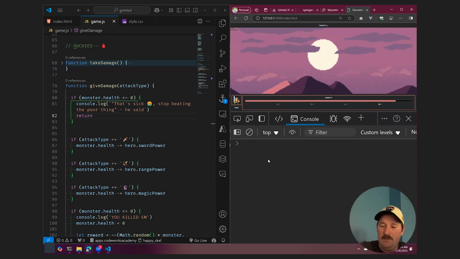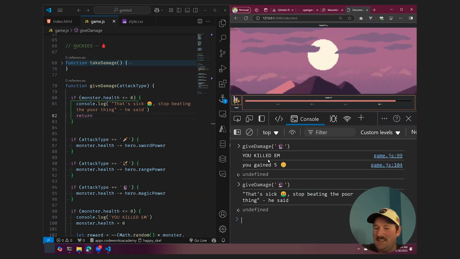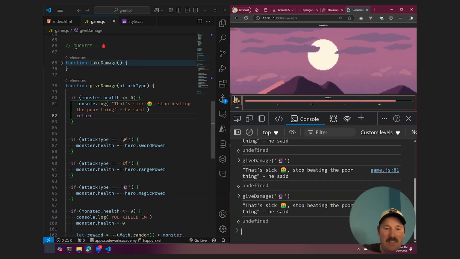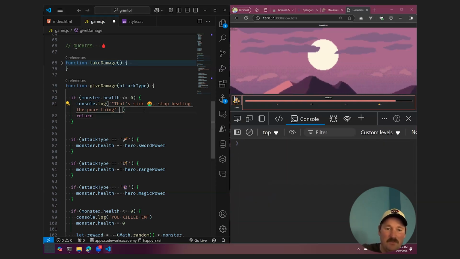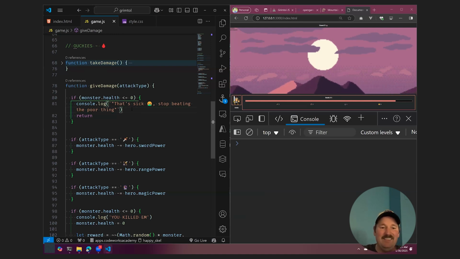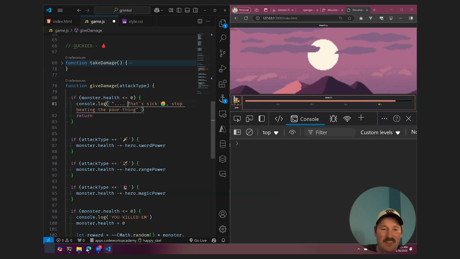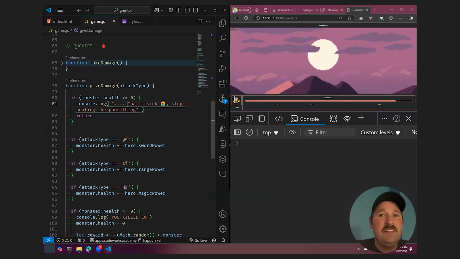So let's give damage. You killed him. That's sick. Stop beating the poor thing, he said. I don't know who he is, right? So we'll take that piece out. All right. Cool. So I can give damage. I can lock it away so I can't just continually reward myself.